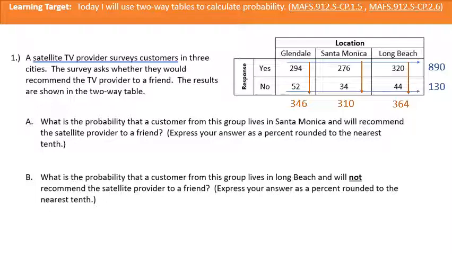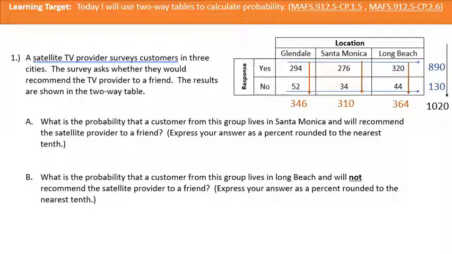I just kind of find it and put the answer down. Does that make sense? Okay, so the last thing we have to do is figure out how many people total took this survey. And there's two ways to do this. We could add straight across the bottom row, so 346 plus 310 plus 364. We could do that, and we would get 1,020. Or we could add straight down.